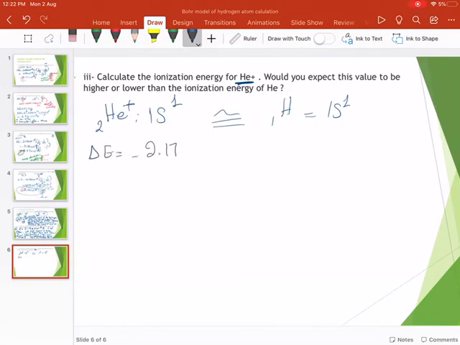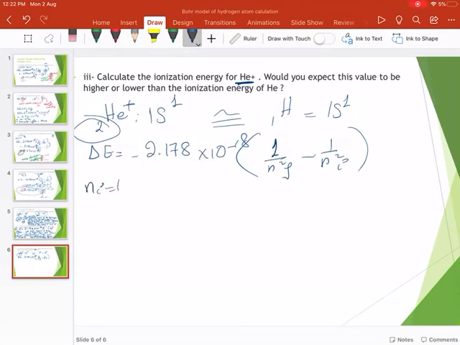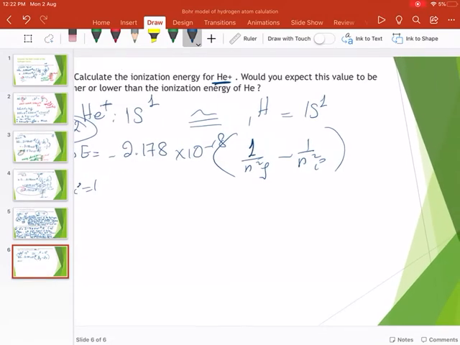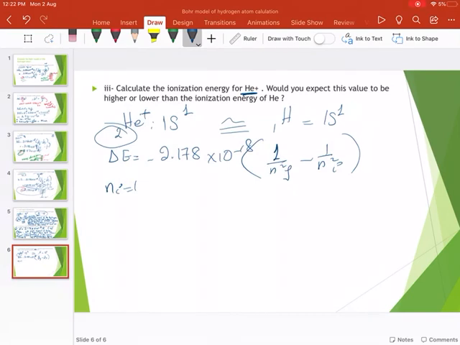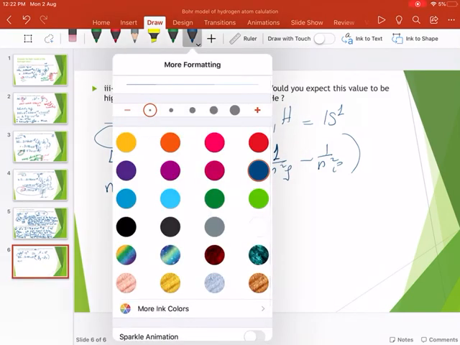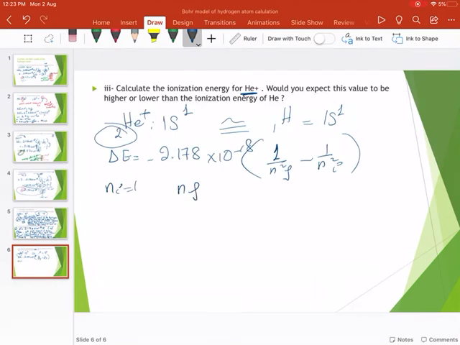Delta E equals minus 2.178 times 10 negative 18, but this time with the nuclear charge Z equal to 2 in the formula, so Z squared times 1 over n squared final minus 1 over n squared initial. For ionization of He+, it means an initial ground state, and we want to remove the electron completely. So n final will be infinity.